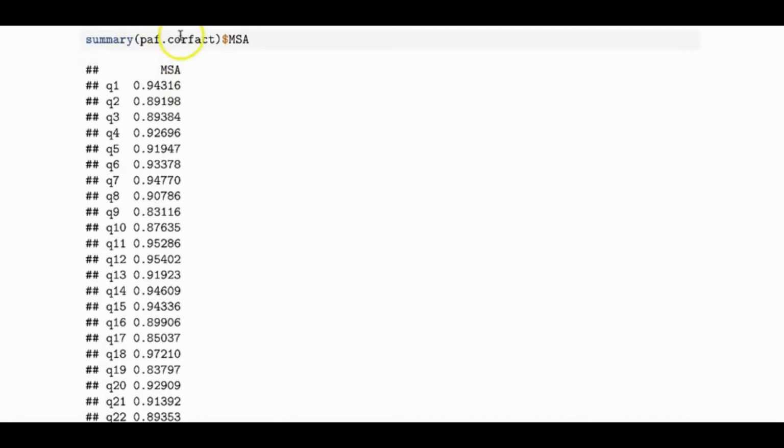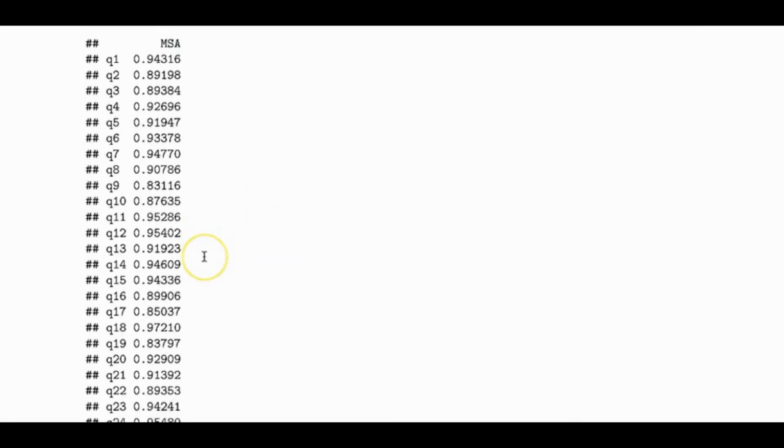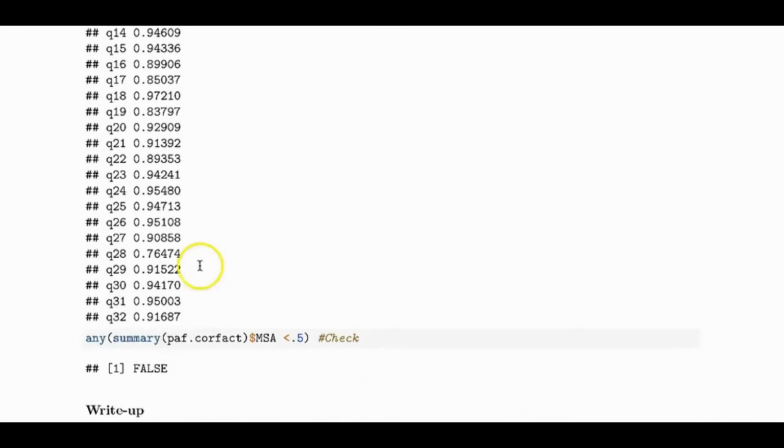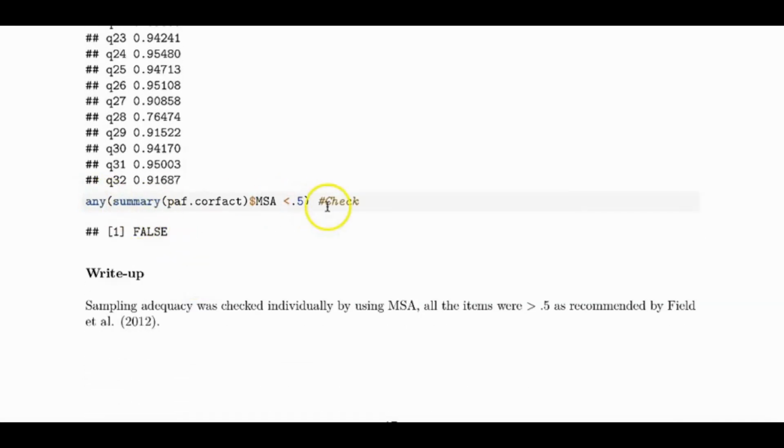So here I ask for summary of path.core.fact, and I use $MSA again because this object has a lot of data, and it looks pretty good. They all seem above 0.50. So I just have this other function, so I don't actually have to look at this. I just use any, and then I put what I want to check, which in this case is the column of MSAs, and then I just want to check if they're less than 0.5. You can add less or equal if you're interested in that, and all of them are false. So that's good.